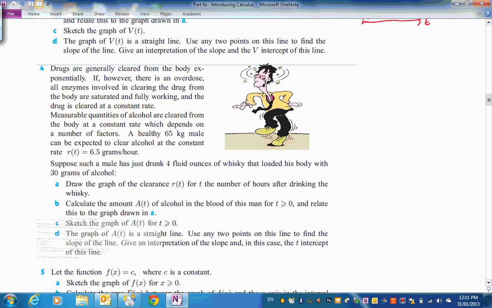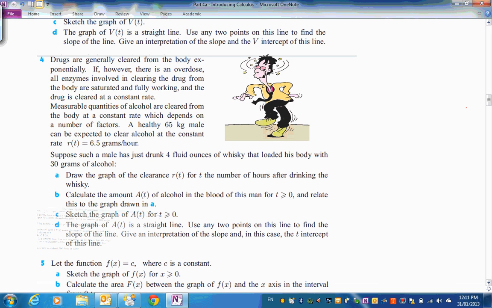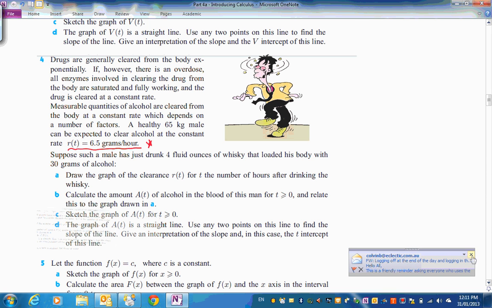Okay, so let's have a look at question 4. Drugs are generally cleared from the body, so here's a rate of change. How fast alcohol is cleared from the body. Alcohol's a poison, and the body tries to clear it. Okay, it's identified by the liver as a poison, and it actually slows the body down and poisons it. So the body tries to get rid of it, and here's the rate of clearance, and it's generally going to be at a constant rate.